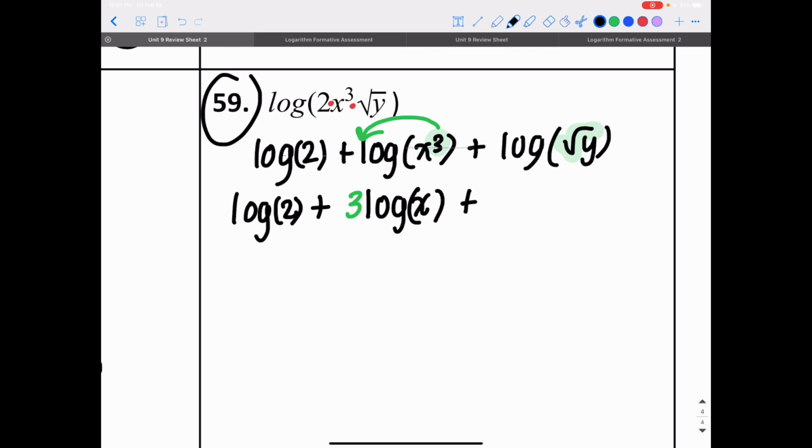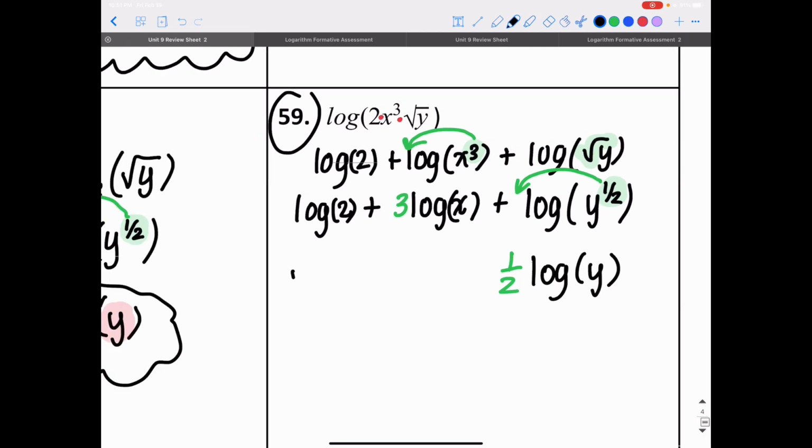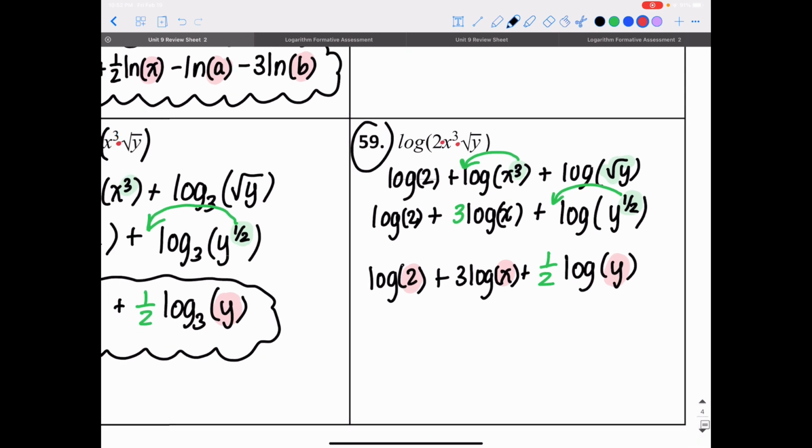And then my last logarithm, I need to first change that square root to a fraction exponent. That's y to the 1/2 power. So I have an exponent that I can now move to be a coefficient instead, because no exponents in expanded form. Now I have 1/2 log of y. So I have log of 2 plus 3 log of x plus 1/2 log of y. I have in every single one of these just one single factor by itself. So this is as separated as it can be. There's no exponents. I'm finished. This is expanded form.